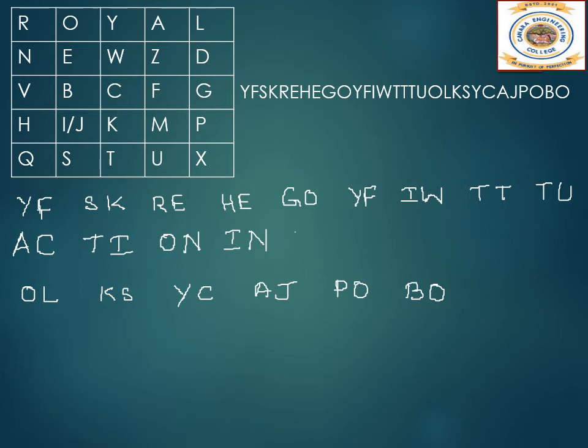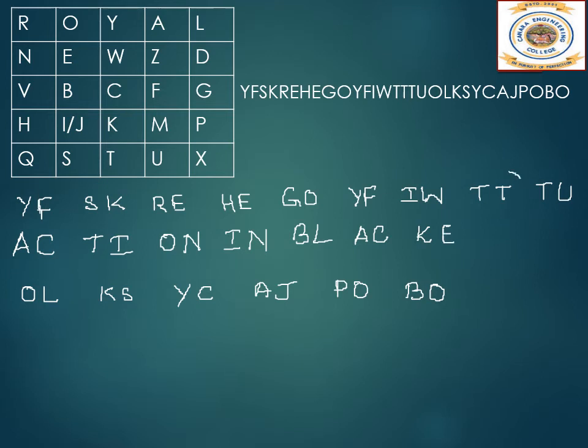G is replaced with the B and O is replaced with the L. Y and F. Y and F are in the... Y is there, yes, and where is F? Yes, different rows, different columns. So Y is A, F is replaced with the C. I and W, I is replaced with K, W is replaced with the E.